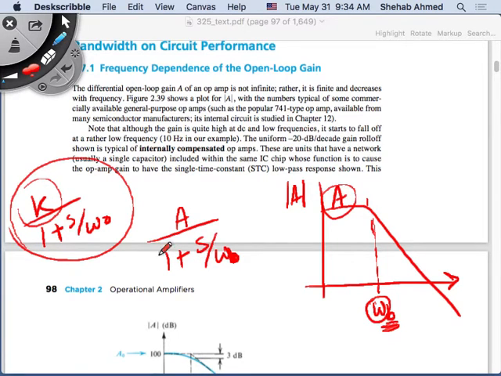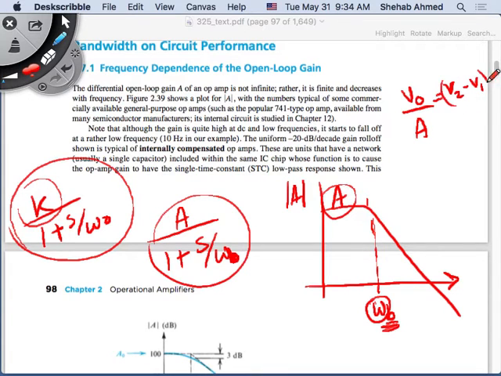Now instead of V output over A, which is equal to V2 minus V1, I have to remove this A and put this. They call this A0 as an indication that it is the DC value. So I take this and plug it in here.